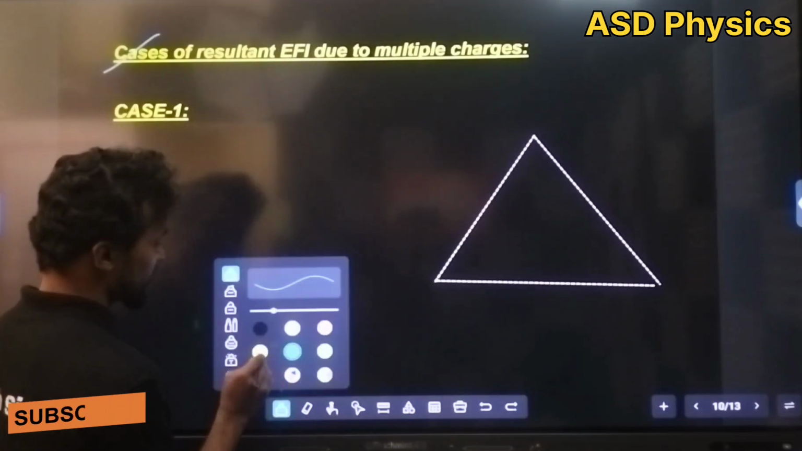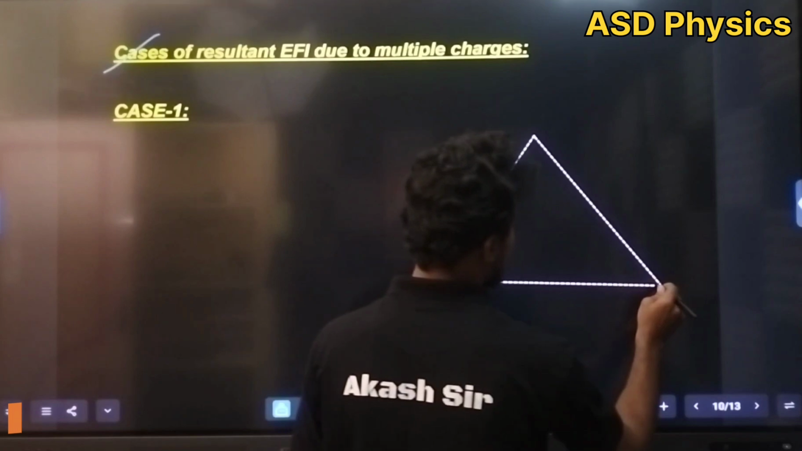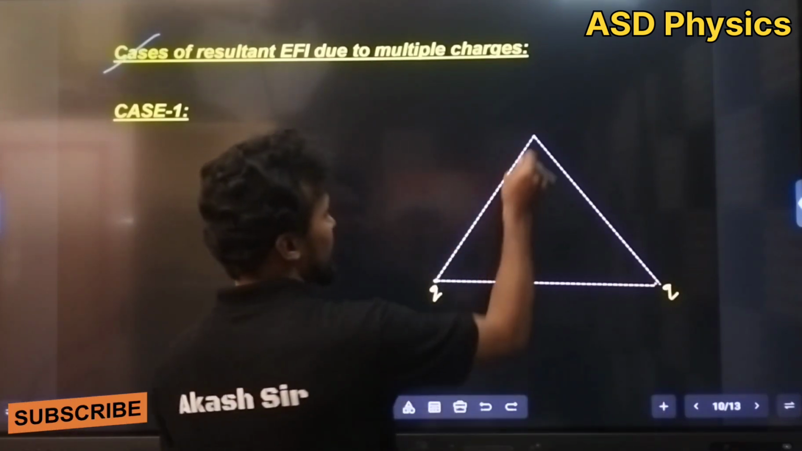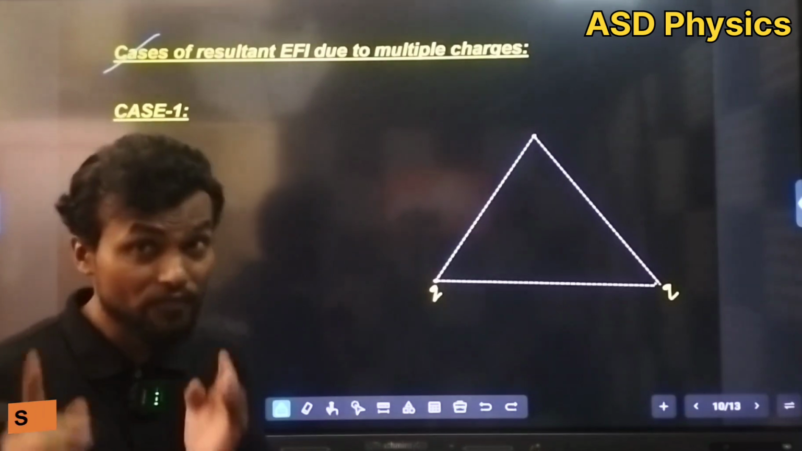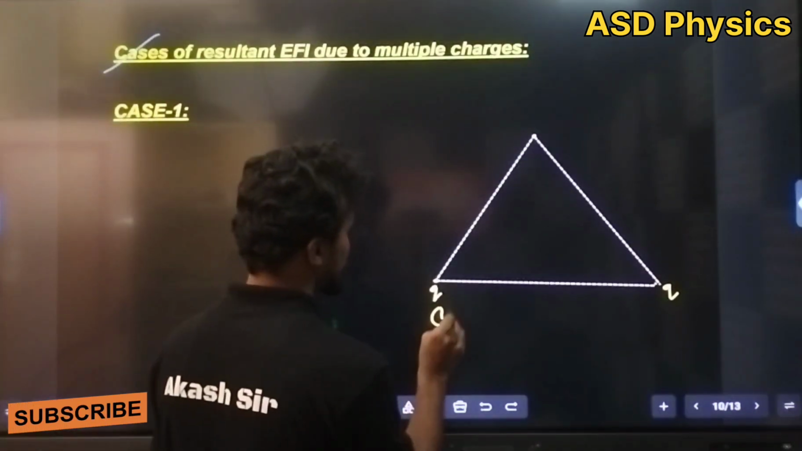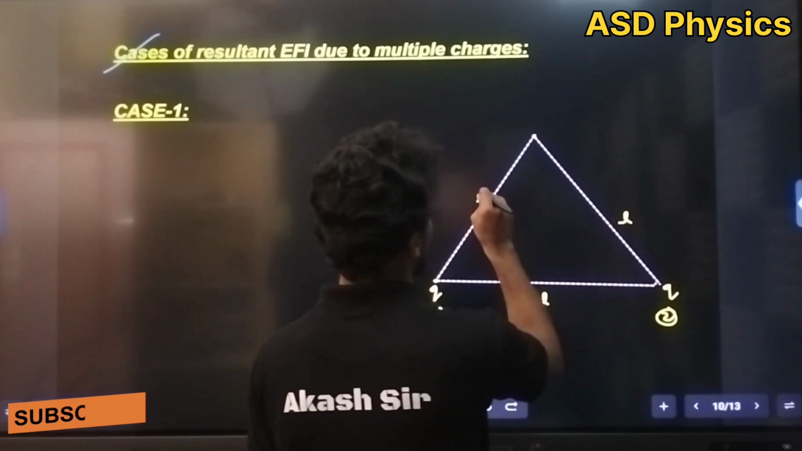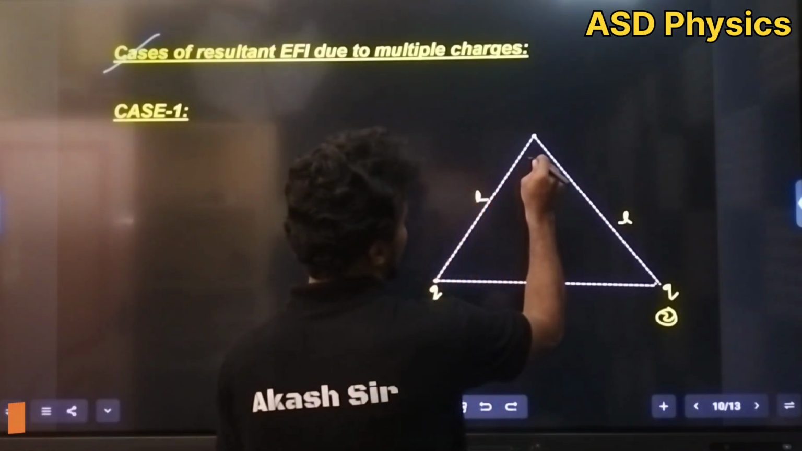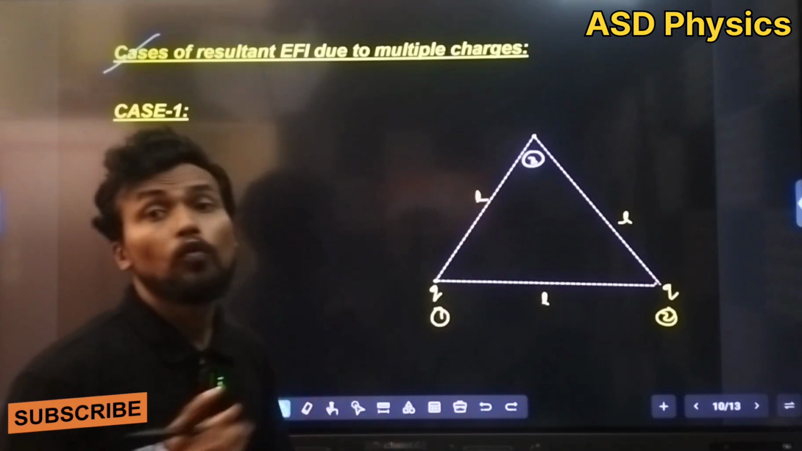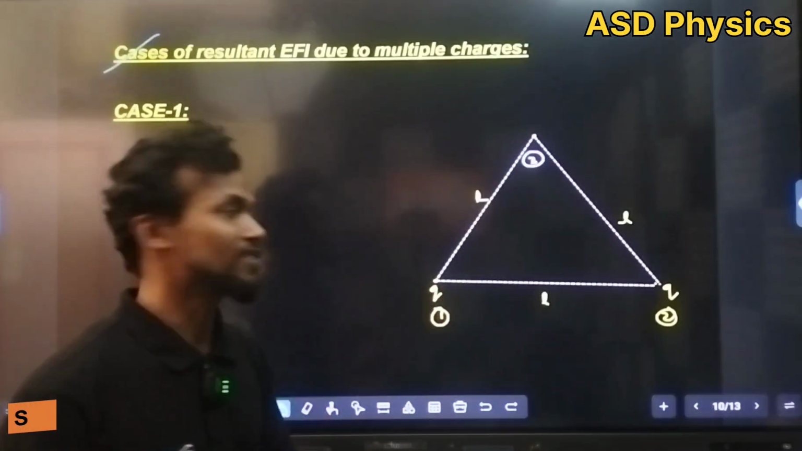So here also, students, in case 1, I have taken charge q, and here also I have taken charge q. At the third vertex, I want to calculate the electric field intensity. Let's take this as 1 and this as 2, and all these lengths are L, L, L. At the third vertex, how many electric field lines are present? Just see, how many? Two electric field lines are there.